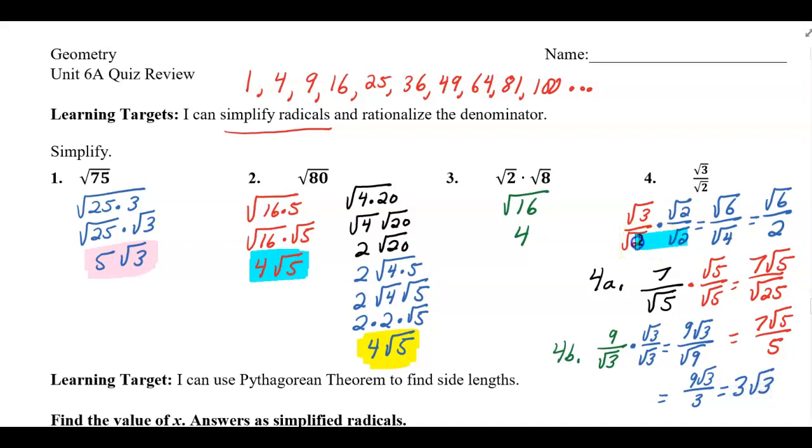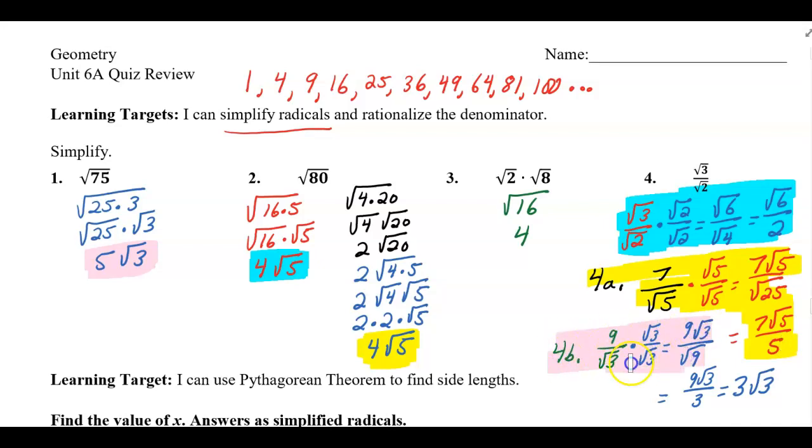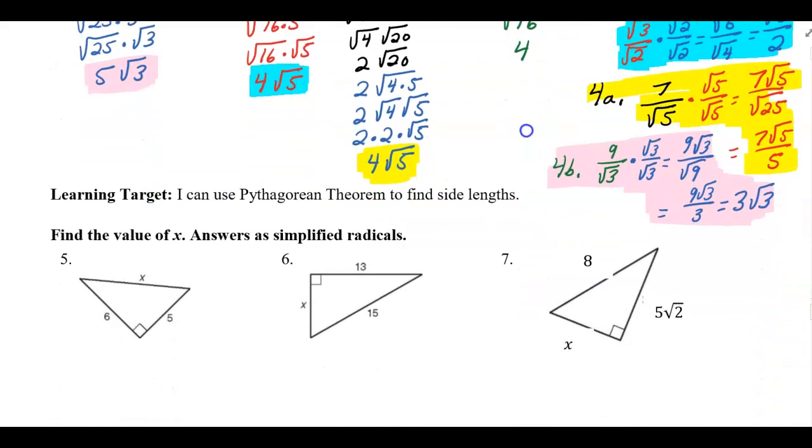So this was the original problem highlighted in blue. Then I did another example here in yellow, and the final answer was 7 square root of 5 over 5. And then I did a third example highlighted here in pink to help you with rationalizing the denominator. Let's take a look at the next set of problems, which is the Pythagorean Theorem.